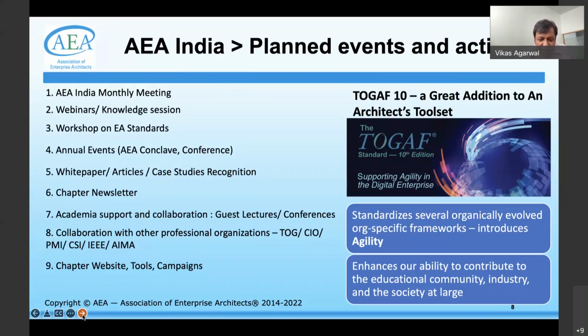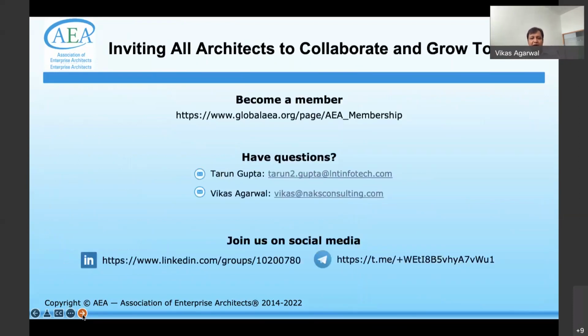Now, with that said, we also would like to keep our hands totally in the thick of TOGAF 10, which is indeed a great addition to an architect's tool set. So now I would really invite all the architects to collaborate and grow the community, grow themselves in terms of their personal and professional lives. And how you can do that is by becoming a global AEA member.